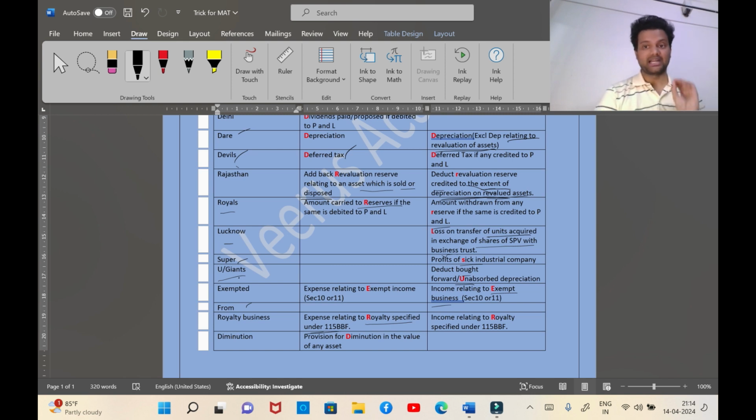U means what? Unabsorbed depreciation. You need to deduct brought forward loss or unabsorbed depreciation. So loss I need to mention here. I will mention it in the PDF copy when I'm sharing it. Here only brought forward loss is there. So deduct brought forward loss or unabsorbed depreciation.